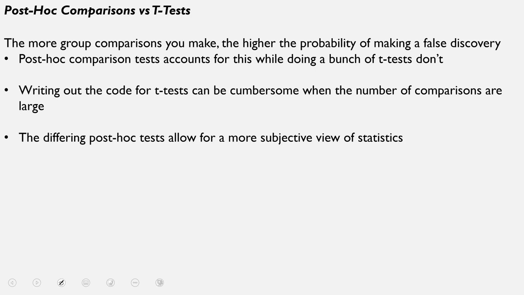Okay, so that's sort of the 3 big points here. The biggest one: the more comparisons you make, the more likely you are to make a false discovery. And then after that, t-tests can be super cumbersome. And then if you have certain thoughts about how something should be, you can sort of apply that to your analysis. So now let's look at an example.